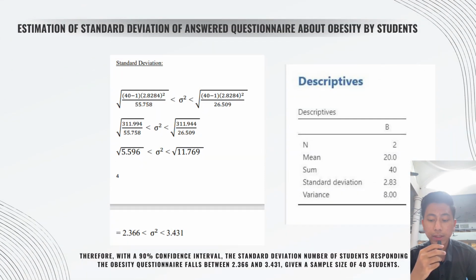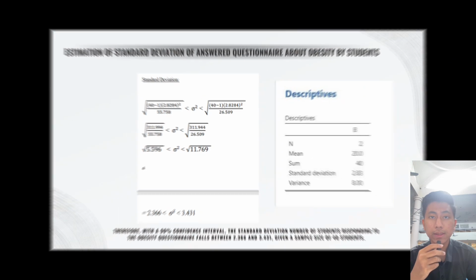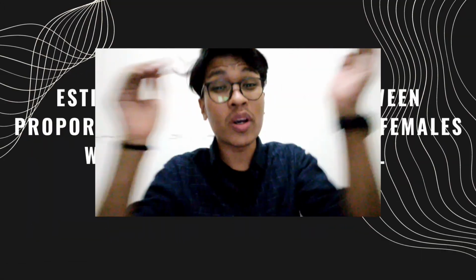So lastly, for the estimation of standard deviation, we just take the square root of the variance. Hence, with 90% confidence interval, the standard deviation of students responding to the obesity questionnaire falls between 2.366 and 3.431. Plus, here is the result from the software, Jamovi, that we used to calculate mean, variance, and standard deviations.